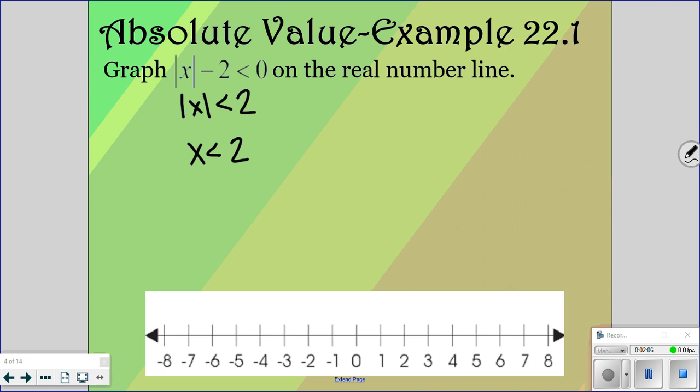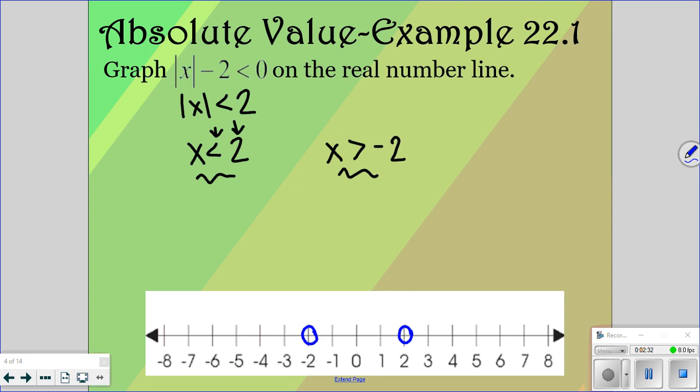And then the second one, the left side stays as is, and then the sign of this and this switch. So instead of it being less than, it's going to be greater than. Instead of it being a 2, it's going to become a negative 2. And then we graph these 2 inequalities, and that gives us our answer. So x is less than 2 and greater than negative 2.